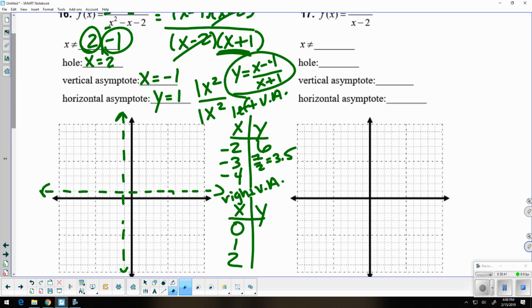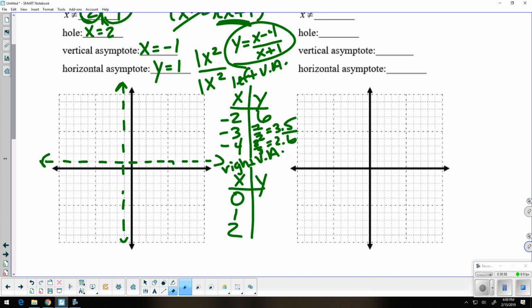Plug in the next one, so negative 4 would give you negative 8 over negative 3, so we get 8 over 3, which would be just 2.6 repeating, or about 2.7, if you will. All right, plug in the next one. So plugging in 0 for x, you get negative 4 over 1, so that's just negative 4. Plug in 1, you get negative 3 over 2, so negative 3 halves, which would be negative 1.5. Plug in 2, you get negative 2 over 3, so negative 2/3. As a decimal, that's just negative 0.6 repeating.